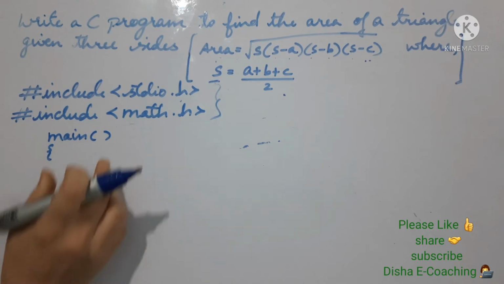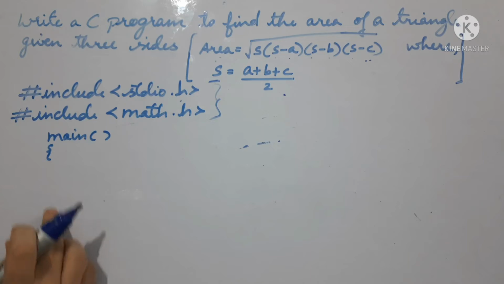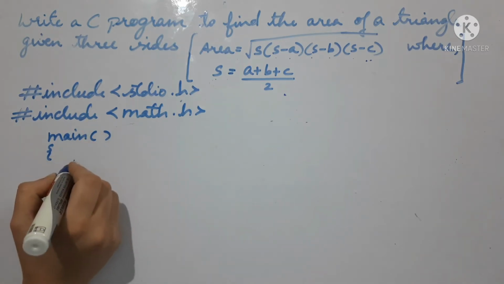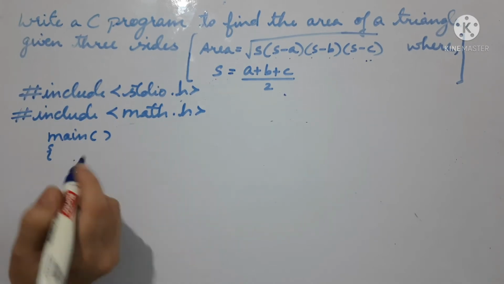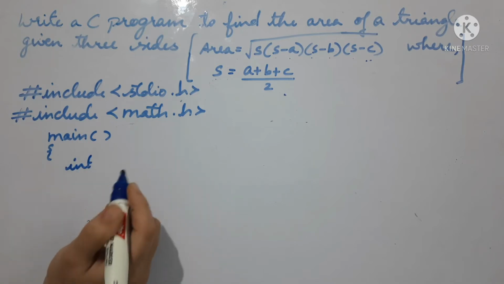Whatever the body of this main function will be, it will be within this opening and closing bracket of a flower bracket. First, let us start with declaring our variables. So what all variables do I require for my program? I will be requiring 5 variables.